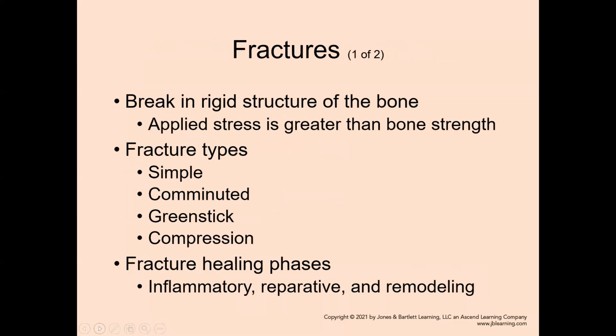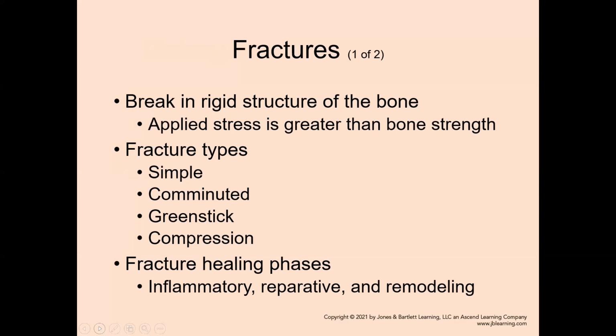So we talked about the spinal deviations. Next, we're going to talk about fractures. Fractures break. The bones are hard. Remember, they're a rigid structure. So when there is stress applied to those bones, the stress is greater than the bone strength. There are 4 different kinds of fractures, and there's a nice table with some pictures on page 589, figure 12.19. A simple fracture is a single break in the bone, and the bone maintains alignment and positioning.